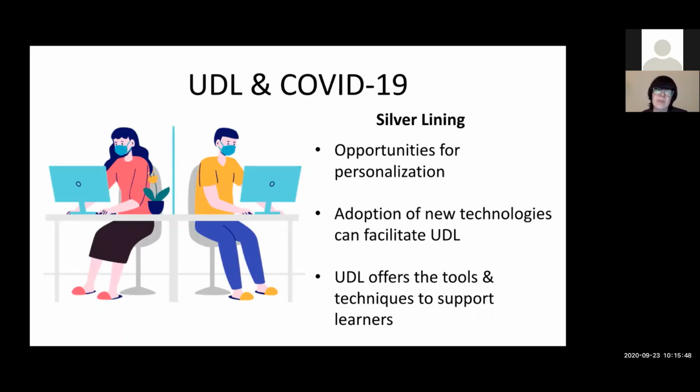And I think as librarians in information literacy, part of what we need to be doing is guiding people to better personalize in ways that will help them to be more effective learners and more effective researchers. Also, the adoption of new technologies can facilitate UDL if it's done in a thoughtful manner. And finally, UDL offers the tools and techniques necessary to support our learners when they are remote, because it is so focused on trying to support people who may be struggling with executive function.